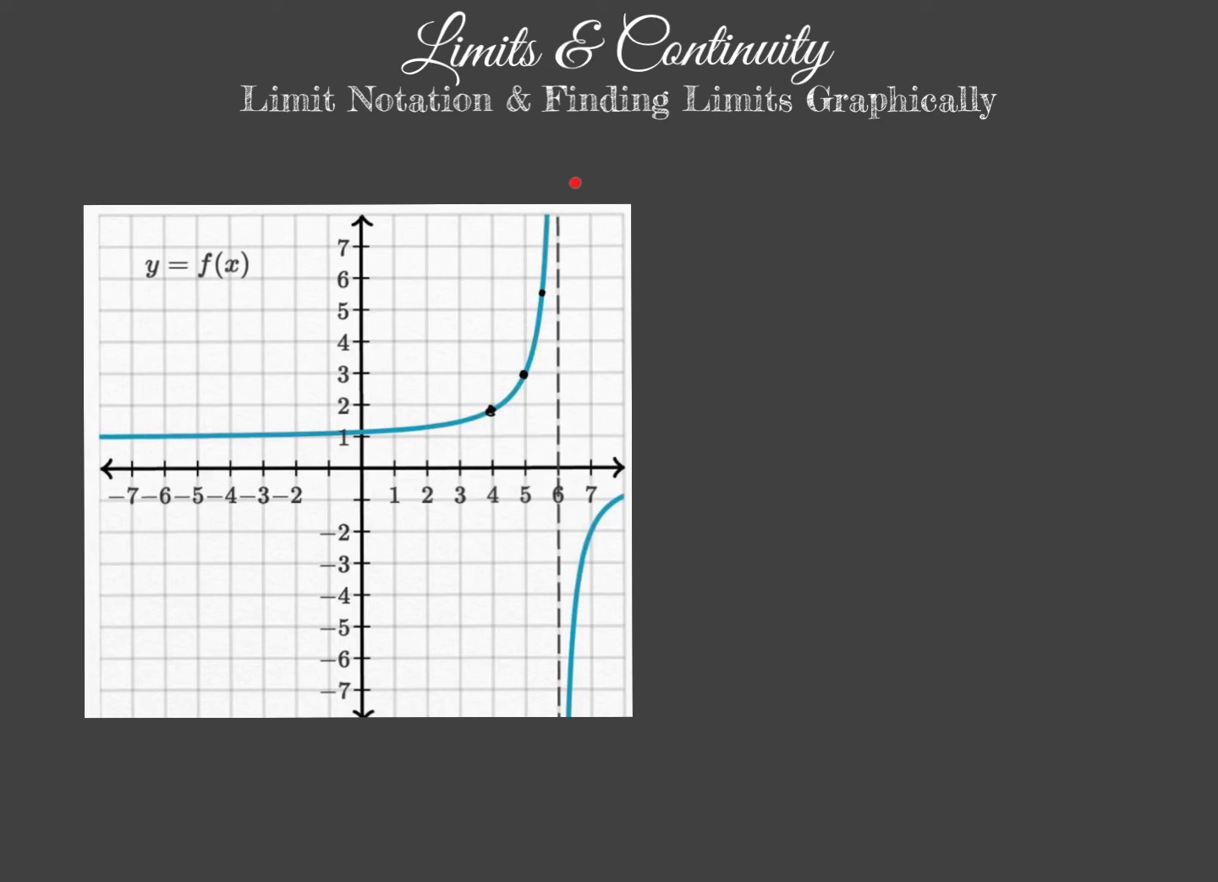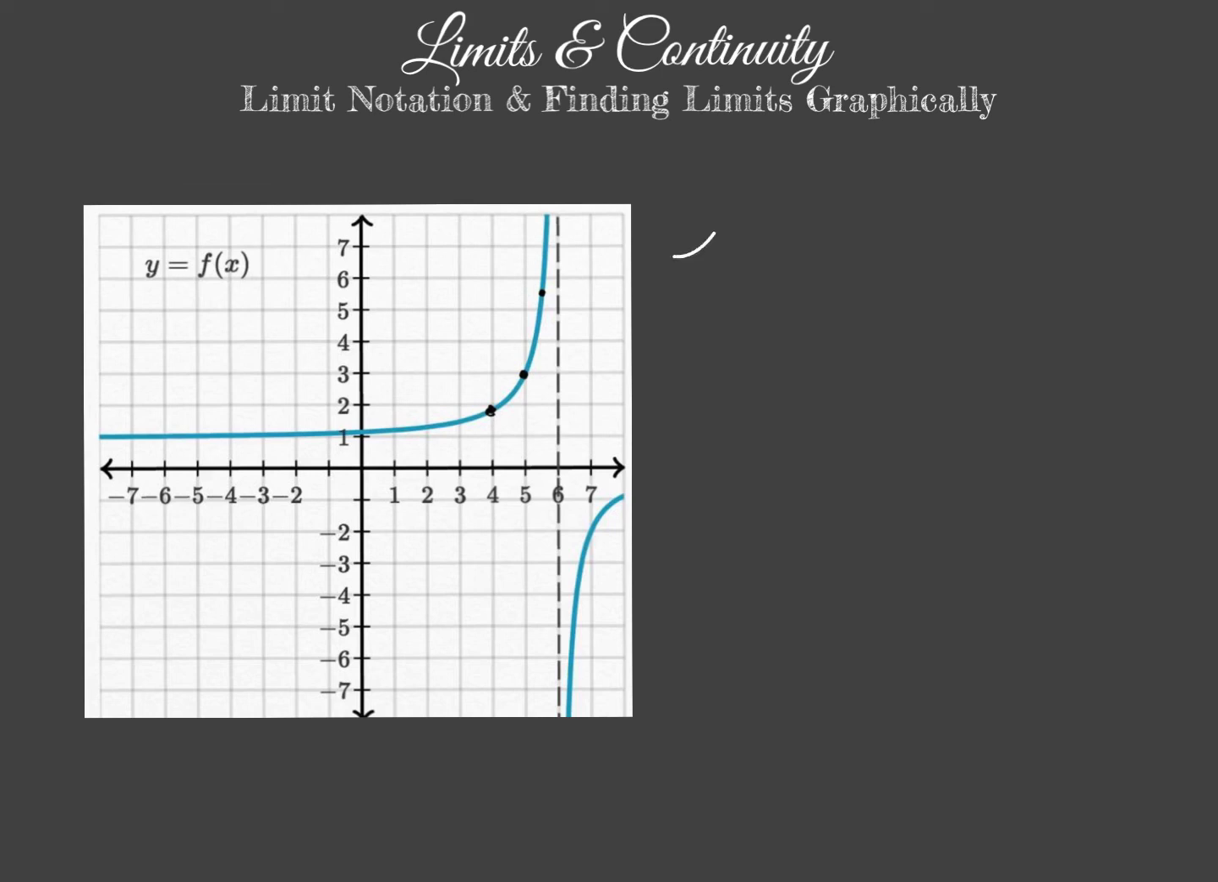Anywhere else on this function, we're fine. You know, the limits exist, we're continuous, like there's no issues. But at x is 6, we can clearly see we have a problem. This again is called a vertical asymptote. And in calculus, we call that an infinite discontinuity. And we will talk about that shortly.